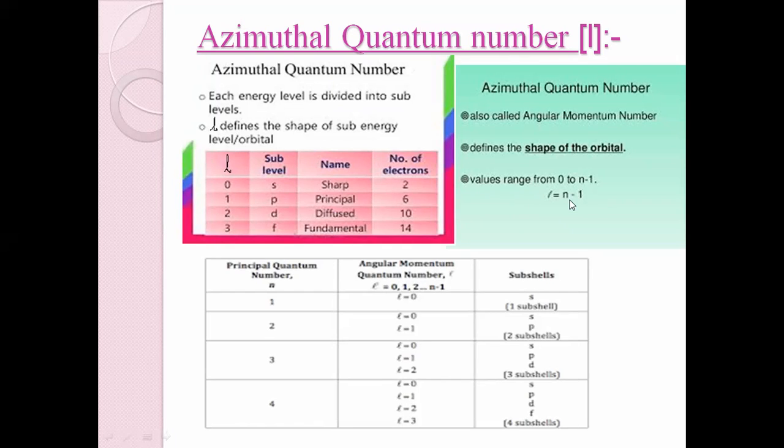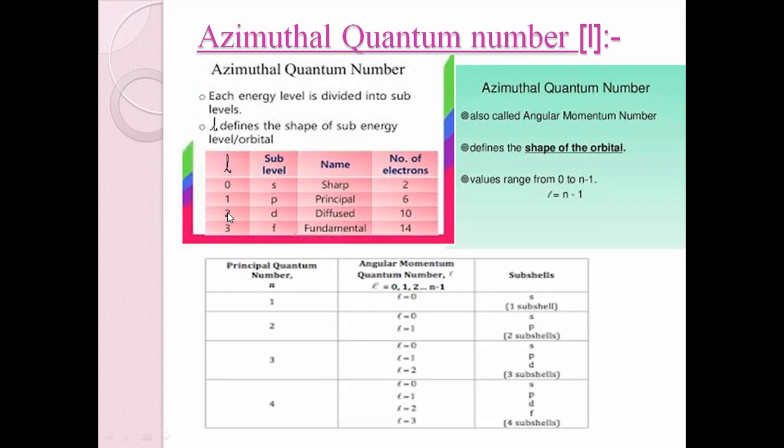Similarly, when n is equal to 2, okay, over here, just look down at the table. When we substitute in the formula L is equal to n minus 1, the answer I get is 1. So over here in the pink table, L is equal to 1. 1 represents the p orbital or p subshell or p sub energy level. Okay, when L is equal to 1, it is the p. What is p? P is the principal orbital.